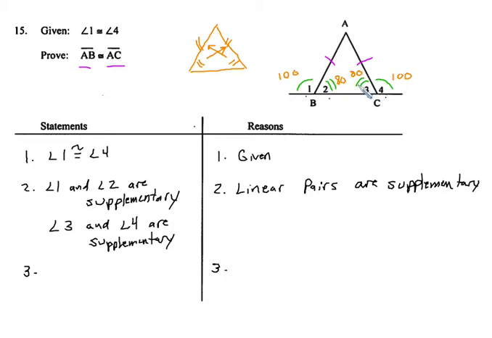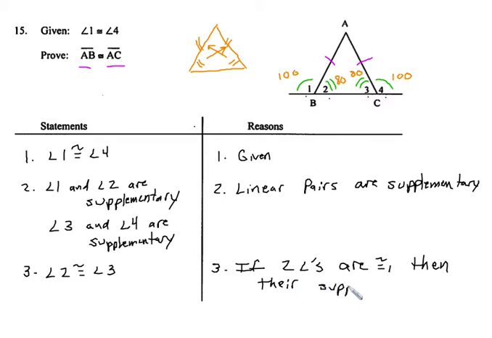So the next thing we looked at after that was, we said, well, 2 and 3 have to be the same if I have these supplementary relationships. So we stated that angle 2 is congruent to angle 3. Because if those two angles, 1 and 4, are congruent, then their supplements, which were angle 2 and angle 3, are also congruent. So again, this theorem is most used when you have a linear pair and we're looking for some congruent angles.